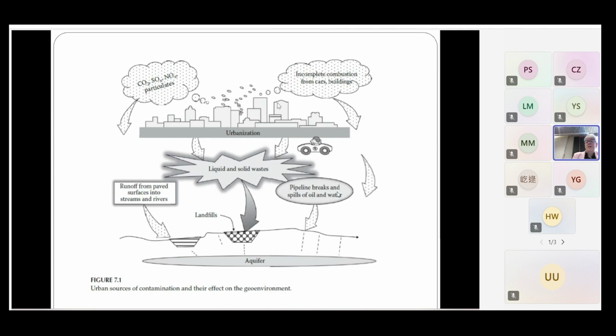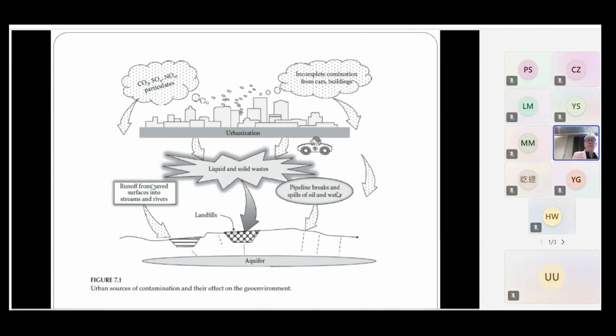In an urban area, of course, you're going to have many types of contaminants. You have all the buildings that give off carbon dioxide. You have the fuel, the cars and so on. The electric ones are better, of course, but you still have some cars burning fuels, and they will give off all sorts of particulates and carbon dioxide. You generate liquid waste like wastewater, and solid waste that goes to the landfill.